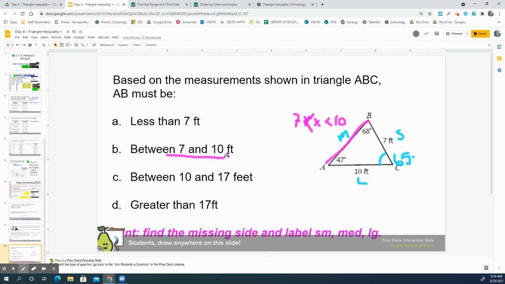This one kind of makes you think about all of those things. You need to find out that third angle. You need to decide which one's small, medium, and large. Okay? I have done a lot of talking.